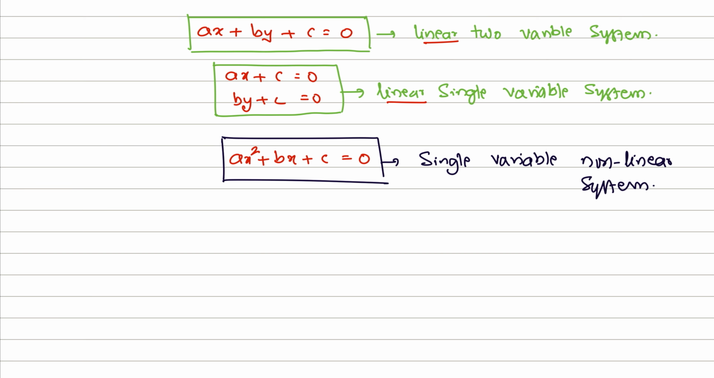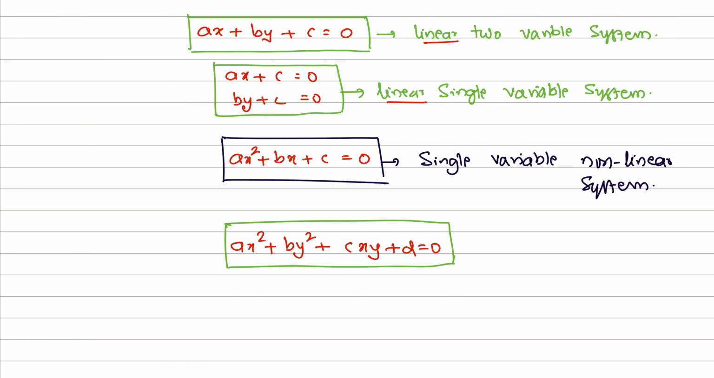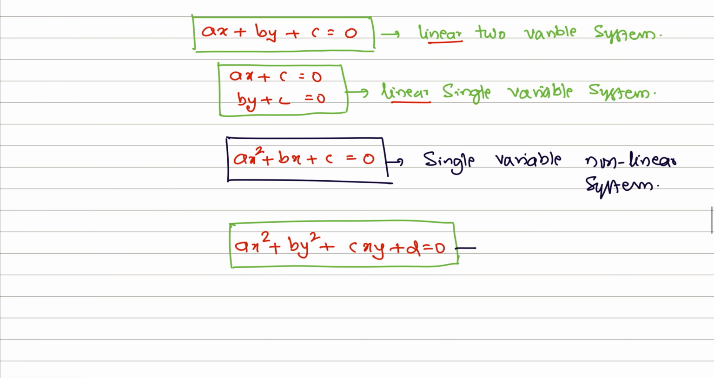And another equation, ax square plus by square plus c is equal to 0, or cxy plus d is equal to 0. What is this? Non-linear two variable system.